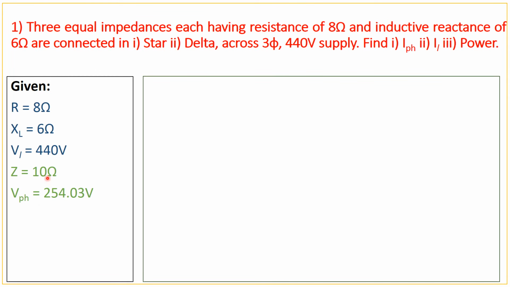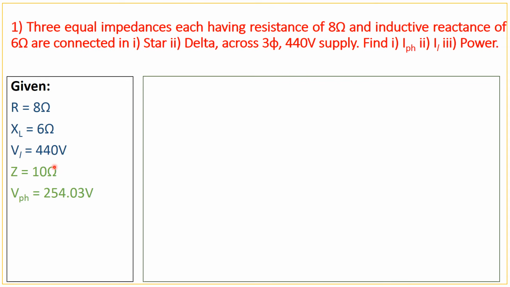But V phase by Z, 254 by 10, will give you 25.4. So as per you, if this is IL, which is 44, and I phase is 25.4, then these two are not equal, which will not satisfy the relationship of star connection. So remember students, don't make this mistake at this point. Always you must do I phase, not IL. Once you get the I phase, that is considered as IL.